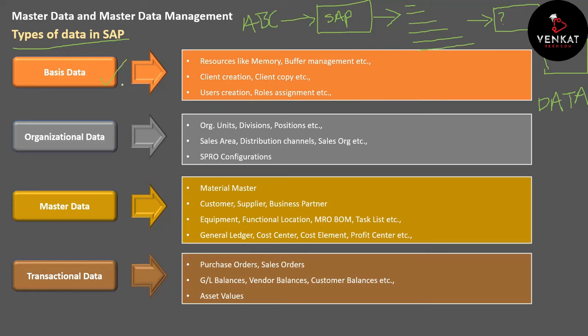This basis data covers all the installation things like software versions, memory management, user creation, authorizations, security roles, everything. If we do any client creations, all of that comes under basis data. In real time, this is usually done by two teams: the basis team and the security team.